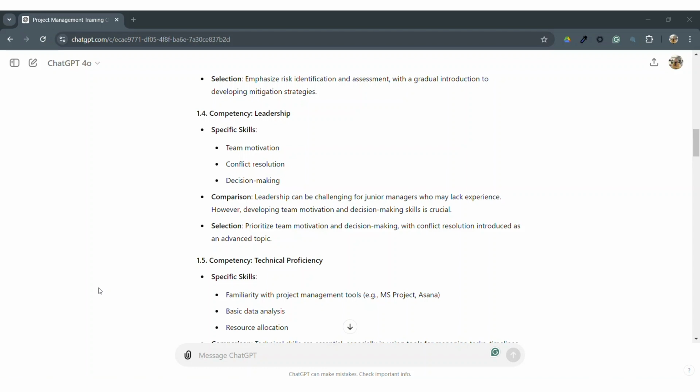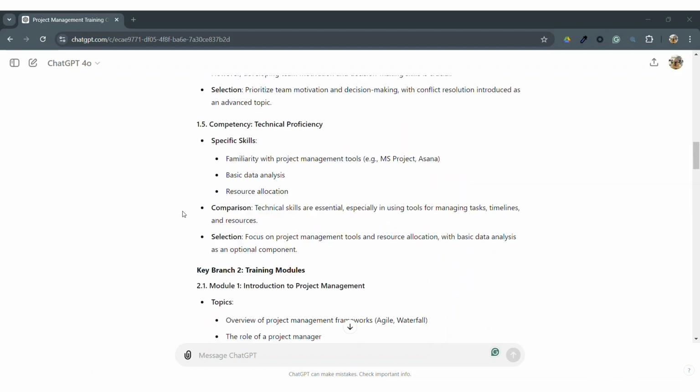In the comparison line, it outlined why leadership competency was selected and even noted that it might be a little bit challenging competency to master due to the lack of experience that the junior managers have. In the selection line, it suggested that team motivation and decision-making skills can be introduced to the junior managers as foundational leadership skills. And conflict resolution might be a more advanced topic that can be introduced in a different course or can be an additional topic that students can explore on their own.